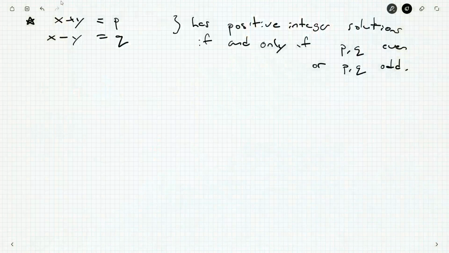Okay? And you don't have to be super strenuous when proving it. You can just say, well, one can check that (P plus Q) over 2 is going to be my X, (P minus Q) over 2 will be my Y, and if P and Q are both even or both odd, these are the only times that you'll get positive integers there. That's fine. That would be a fantastic way to do it.